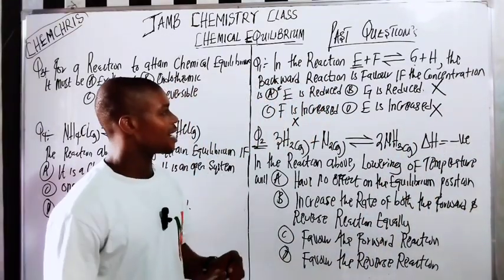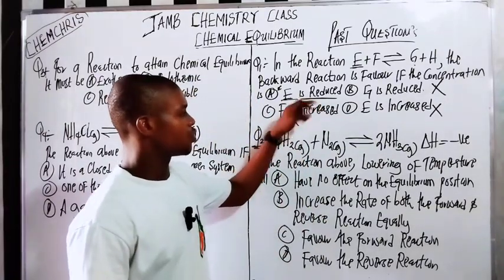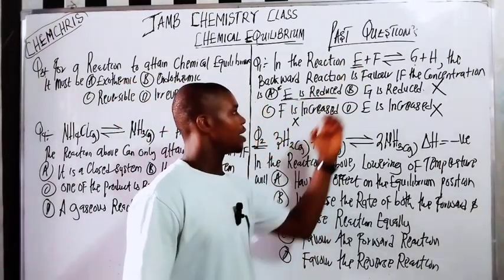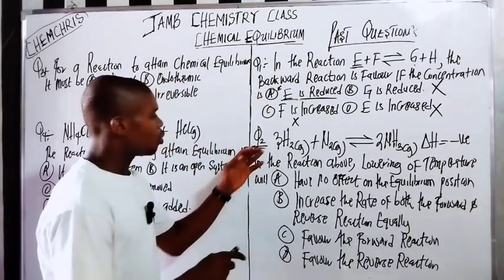So the only option that is right here is E is reduced. This is the right one. E is reduced. So when you reduce E, what happens here? It moves the reaction backward. Do you understand? Now let's move to question 2.